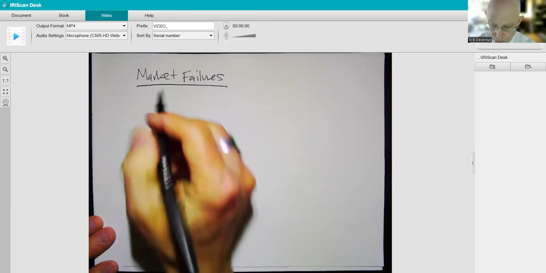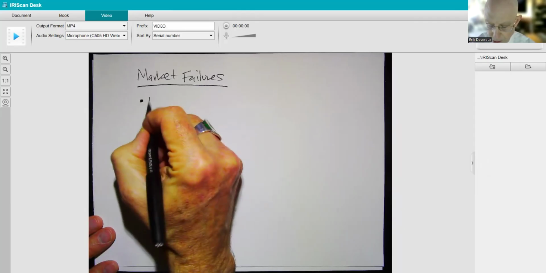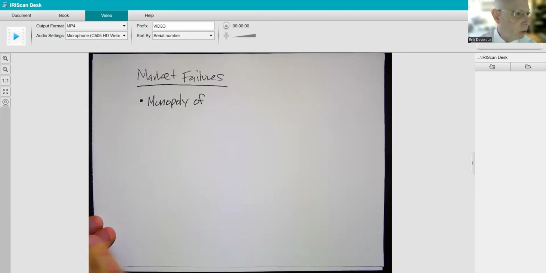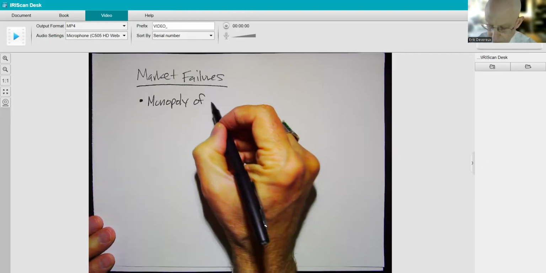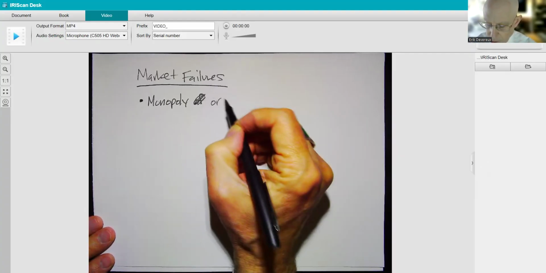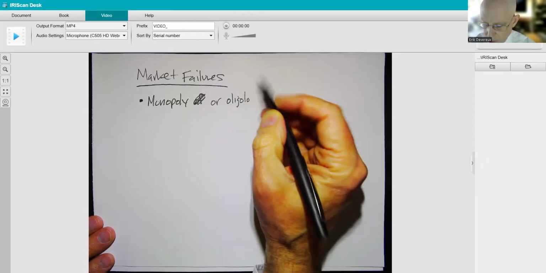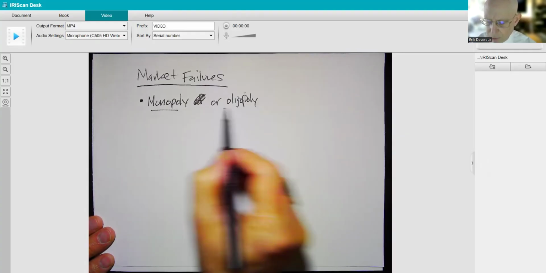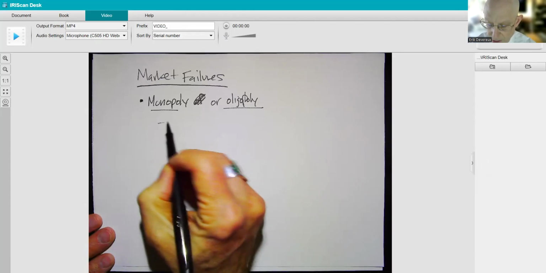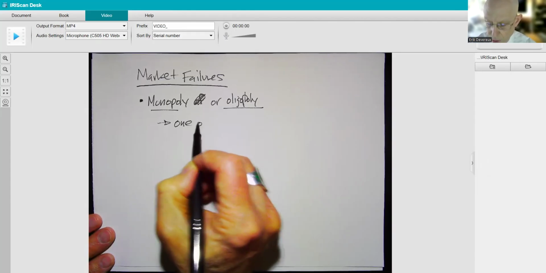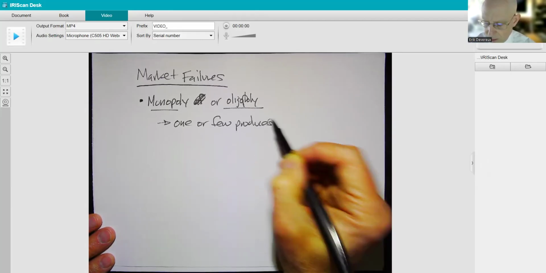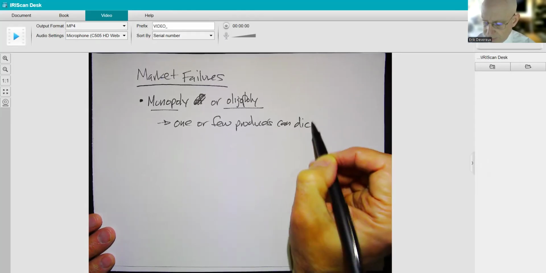The first market failure that is often discussed is monopoly or oligopoly. There are other things that go by these names. The point is, one or few producers can dictate prices to the market.